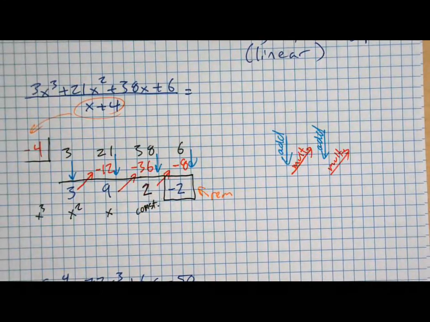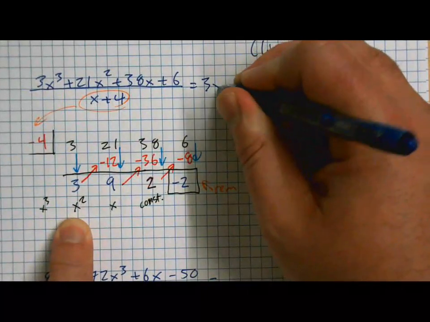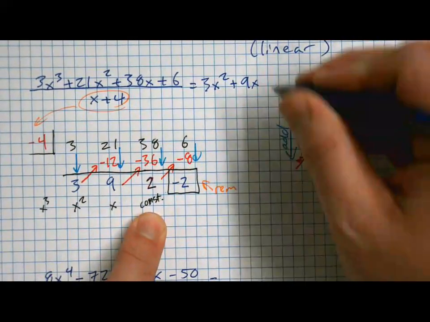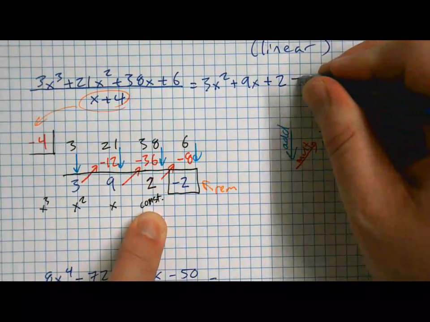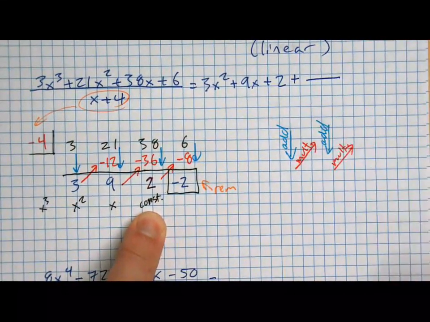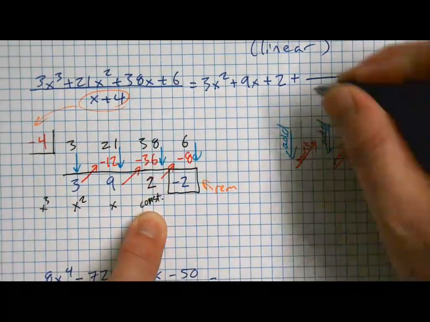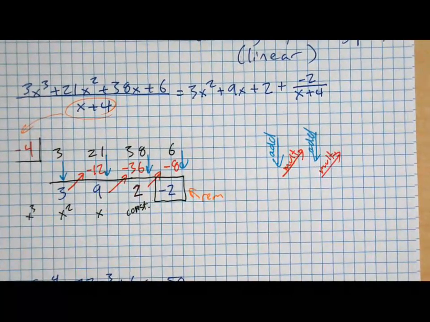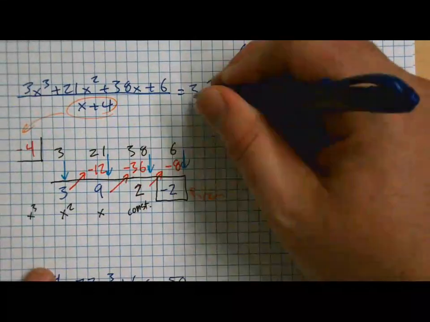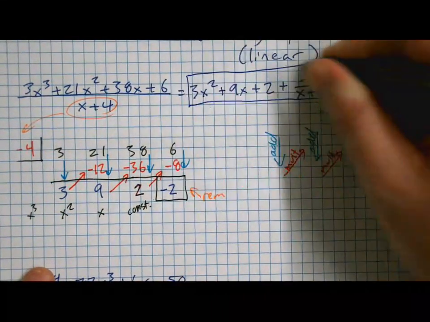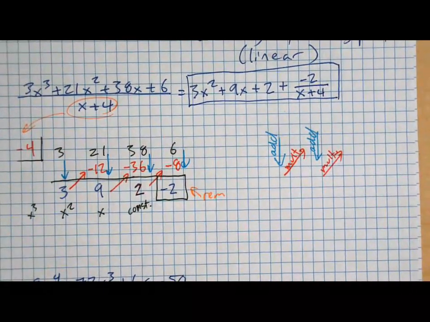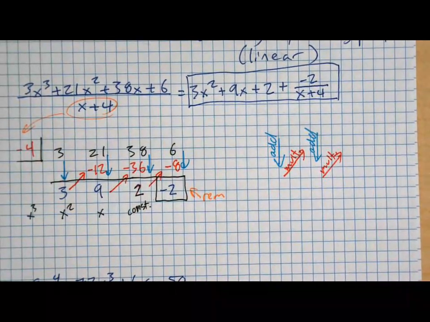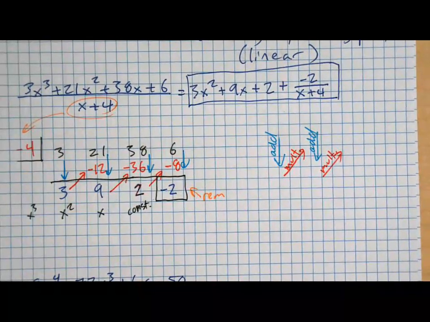So my final answer is going to be 3x to the second plus 9x, because that's a positive 9, plus 2, that's my constant, plus, and then our remainder always goes on top of the thing we're dividing by, which is x plus 4, and my remainder was negative 2. And that's it. And again, make sure that when you're practicing these, that you are writing your answers in this format. That's going to become important to us when we start using this to find our oblique and nonlinear asymptotes.